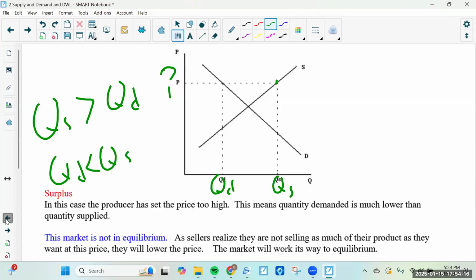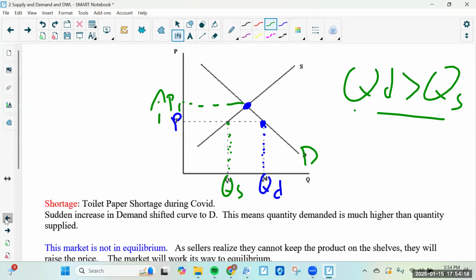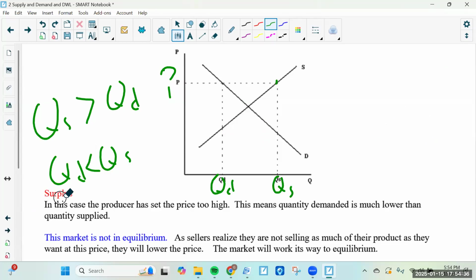Okay, just like in this one over here, instead of saying quantity demanded is greater than quantity supplied, you could have said quantity supplied is less than quantity demanded. Doesn't matter which order you say it, just as long as you've got them the right way. In this case, the quantity supplied is lower, right? The quantity demanded is greater than the quantity supplied. On a surplus, the quantity supplied here and here is greater than the quantity demanded. Okay, so what's going to happen in the market? They're not selling the product. So what are they going to have to do? They're going to have to lower the price, and we're going to end up back in equilibrium.